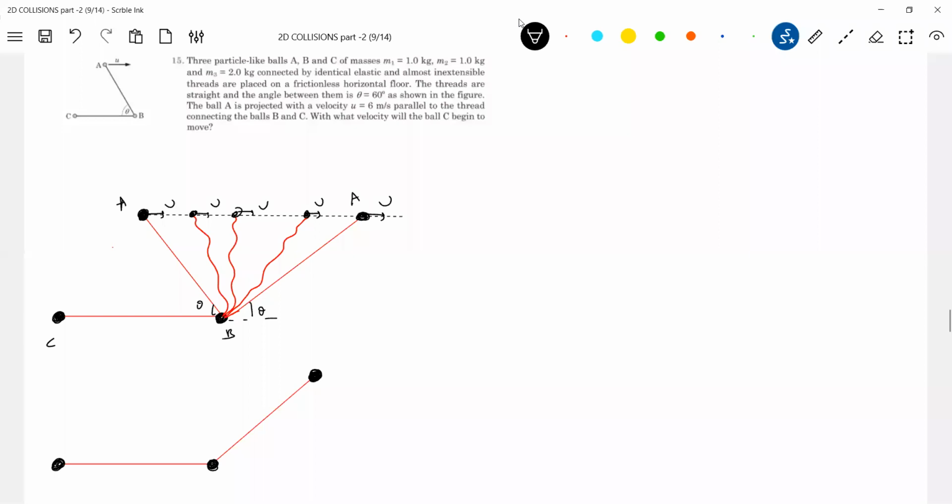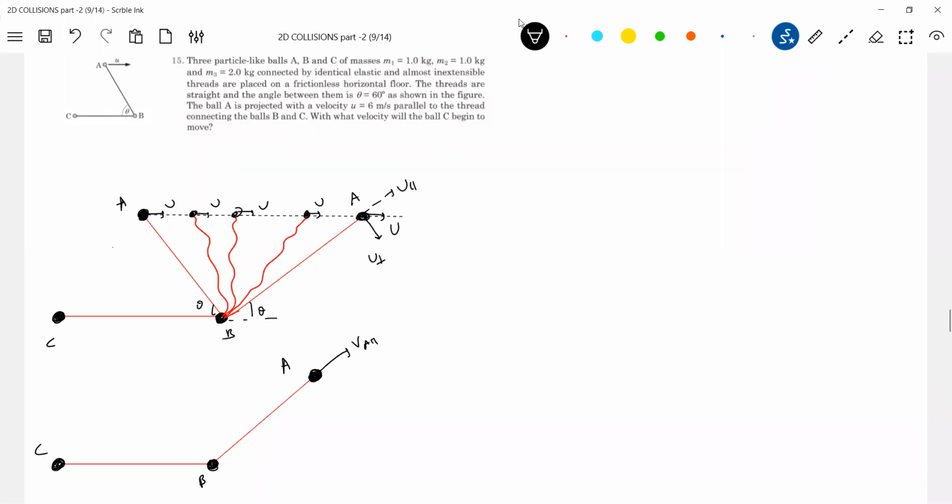There's a ball C, ball B, and there's a ball A. So what is the best practice? Resolve the velocity of A along the string and perpendicular to the string. So this should be the u parallel, u perpendicular. What will happen to that u perpendicular? It should remain the same. So after the impulse, what are the velocities? This will be VA parallel.